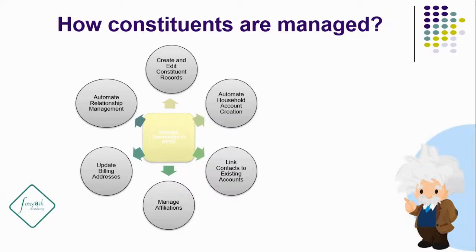Fifth is update billing address. Nonprofit Cloud seamlessly manages and updates billing addresses for household accounts. And last but not the least, automate relationship management. Nonprofit Cloud can automatically create reciprocal relationship entries for contacts, which we have seen in the relationship management module in the last webinar.